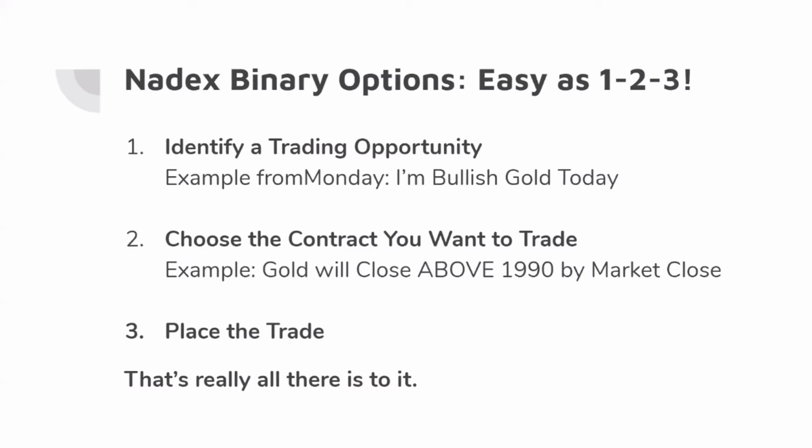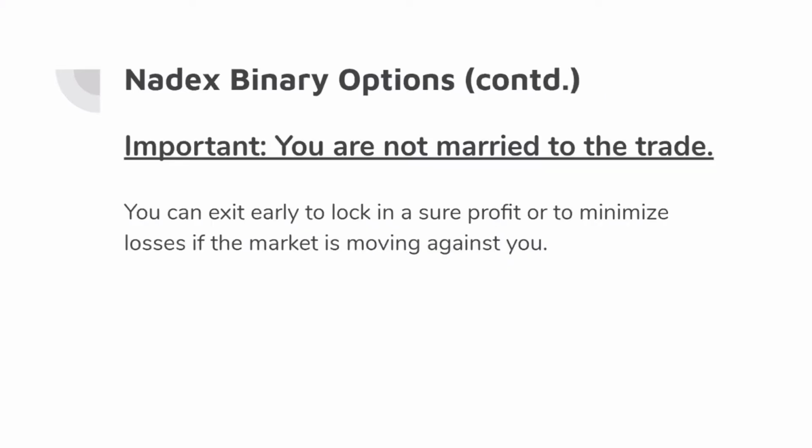So it's identify your bias, identify where you want to trade from, place it. And after that, you're in the trade. What's really important, though, is each of these Nadex trades has an expiration on it. In the case of the gold example, I said 1:30 at the end of the day. It could be the end of the week. It could be the end of the hour. You get to choose what expiration you want.